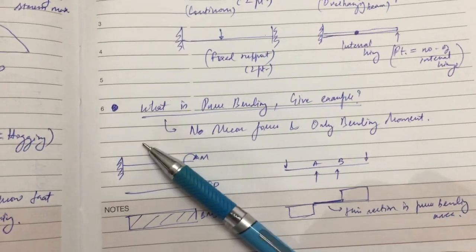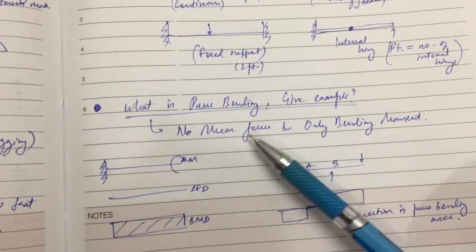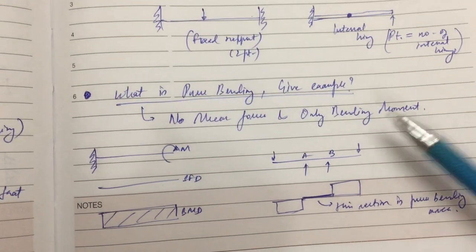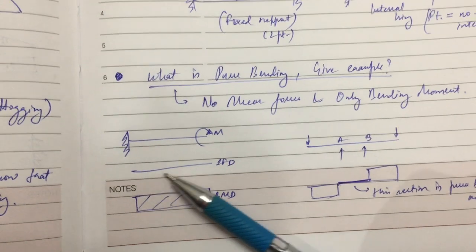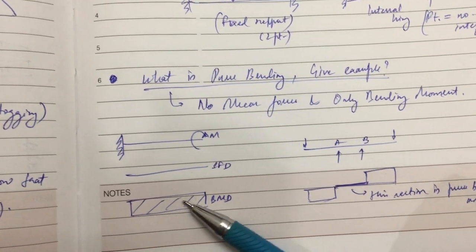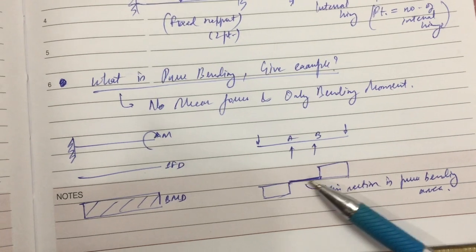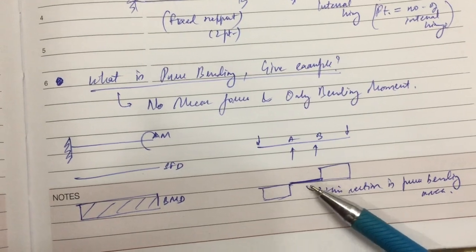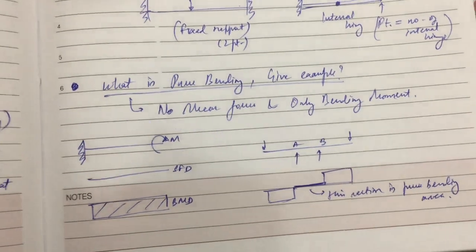Okay. So next question is, what is pure bending? Give some example. So pure bending is a case where the shear force is 0 and only bending moment is applied there. For example, this one is a cantilever beam on which only a moment is applied. In that, shear force is 0, but the bending moment is applied. But there are other cases also. In this case, we can see in the center, the shear force is only 0 in this section. That means it's also a pure bending case, but only for this section. Okay. Thank you.